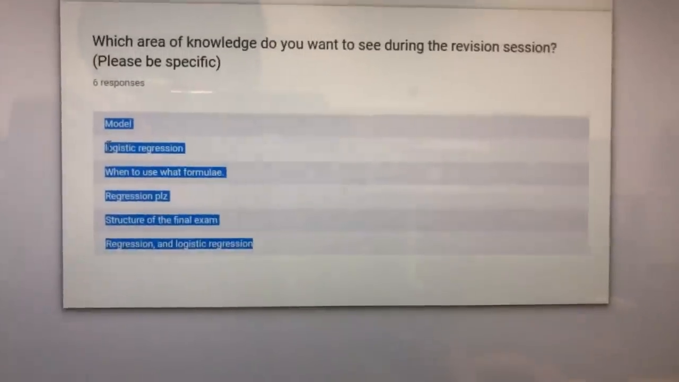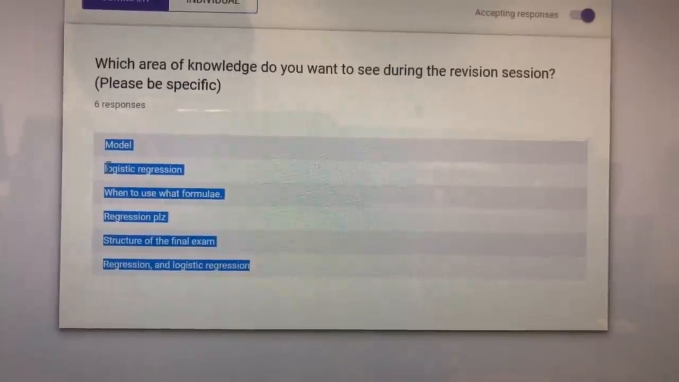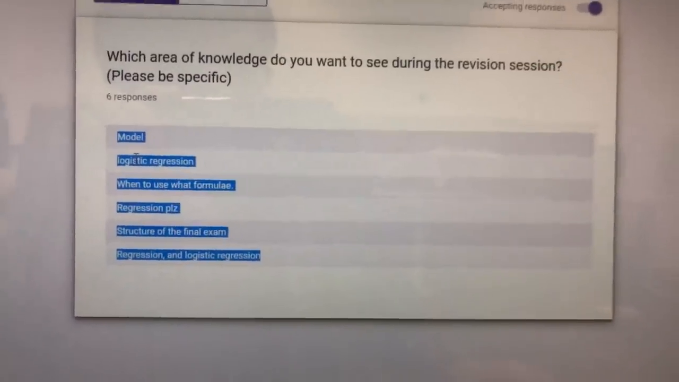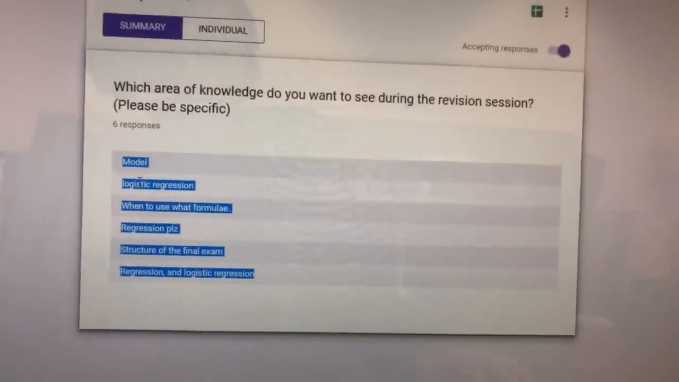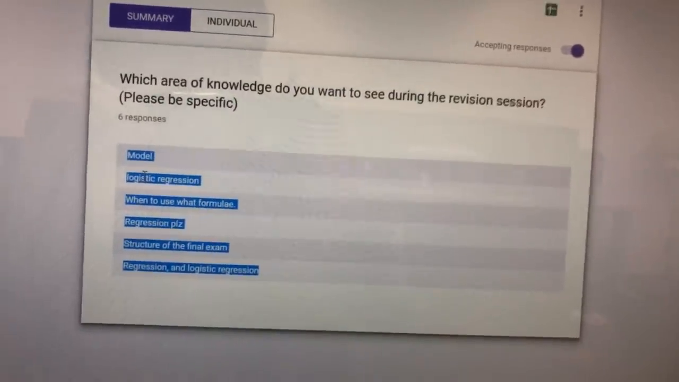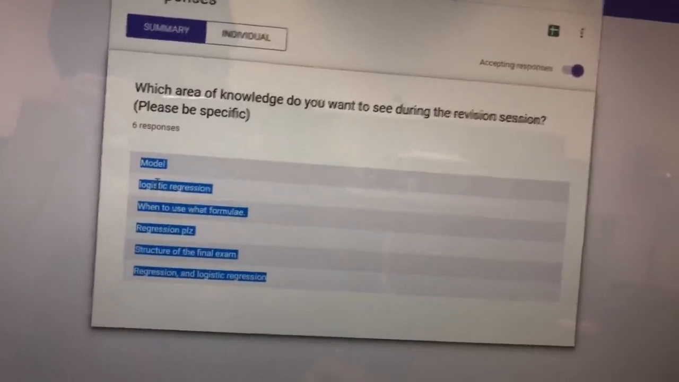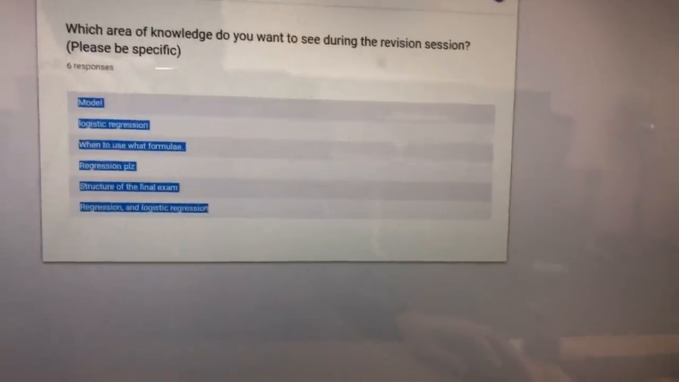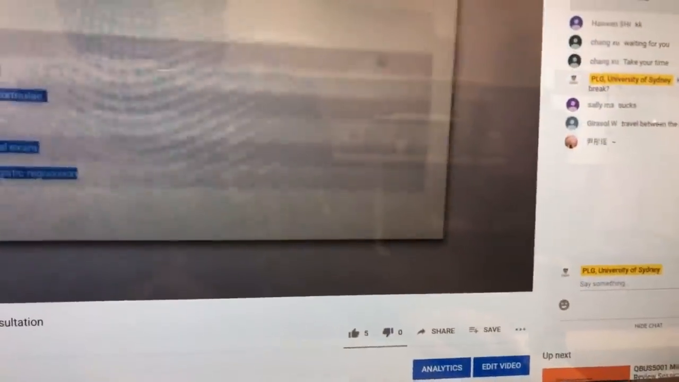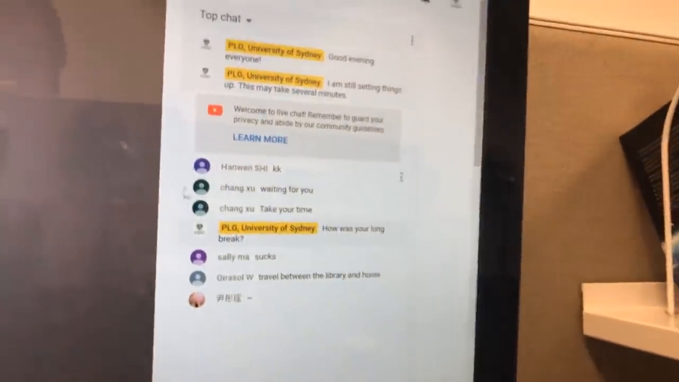So today I'll spend probably half an hour doing a quick review on regression, so that my purpose is to give you a big picture, or a helicopter view, of what's going on in regression analysis, okay? And also, if you have other questions, feel free to post them here on the live chat part, okay?